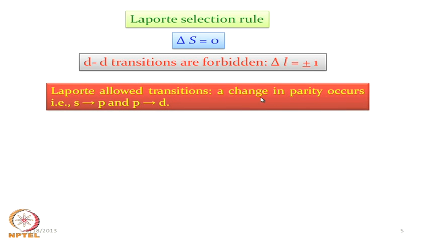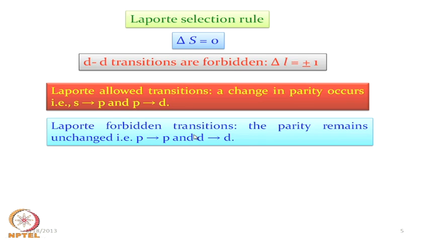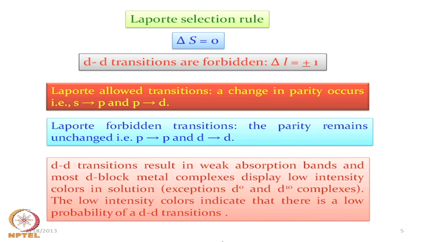But the Laporte allowed transitions say that a change in parity occurs, that is, if we have transitions from the s level to the p level and the p level to the d level, these are Laporte allowed transitions. But what we are talking about here is the d-d transitions in the electronic spectra, which would therefore be Laporte forbidden transitions. The Laporte forbidden transitions are those where the parity remains unchanged, that means the p-p transitions and the d-d transitions are Laporte forbidden.